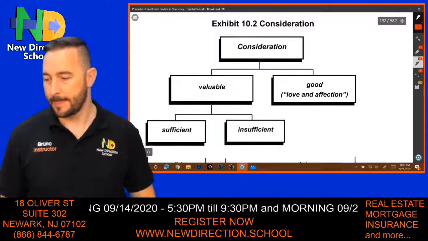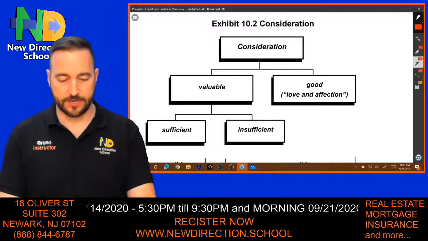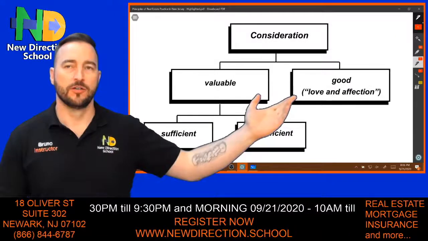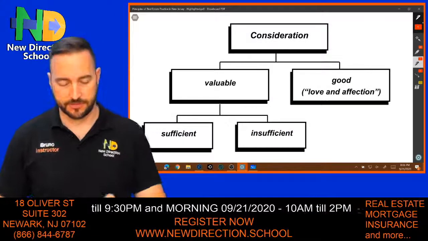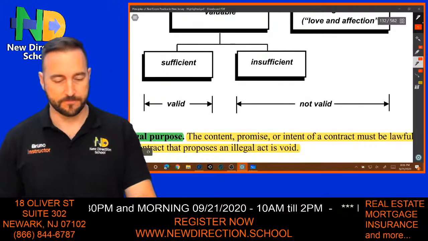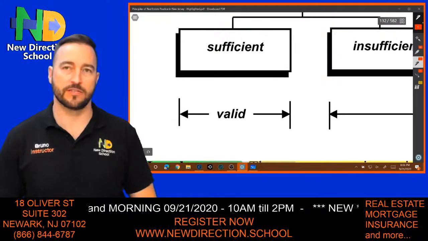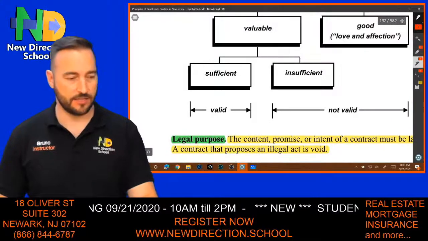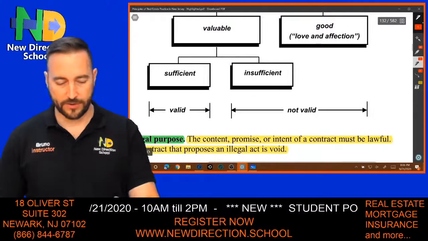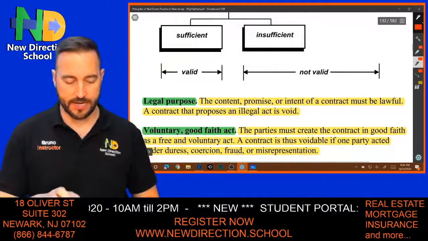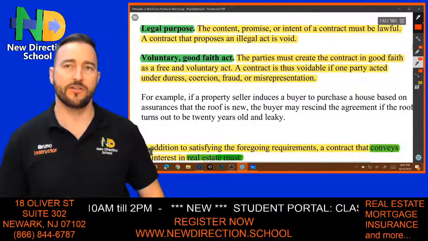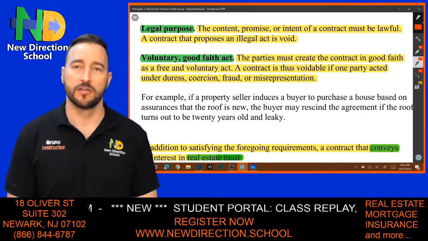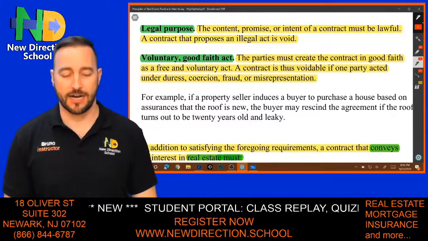Okay, how do we figure out consideration? Valuable, exchange, good consideration, love and affection, then sufficient or insufficient. If it's sufficient, means it covers the whole thing, is valid. If it's insufficient, it might not be valid. We already talked about legal purpose. That was the Coke example. Voluntary or good faith act, that means you want to. You're not under duress, you're not under coercion, there's no fraud. You understand all the terms of the contract.